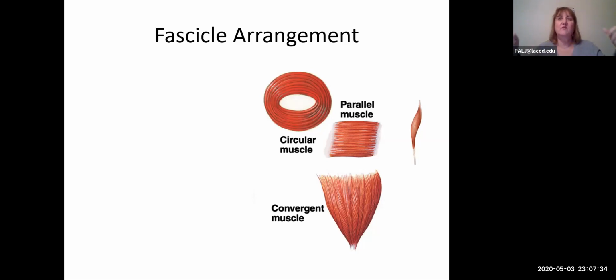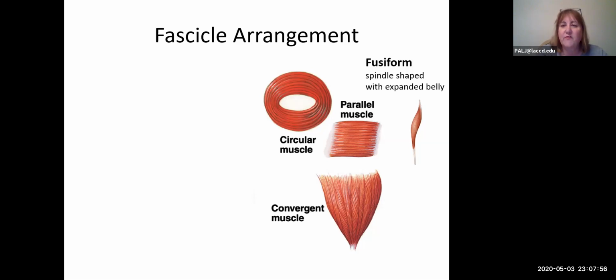These are ones that tend to be very long. Okay, and so they're very long, so they can have a significant shortening. Other times in a two-dimensional plane, the muscle fibers will converge to a narrow little tendon, like for instance with your pectoralis muscles, and that would be a convergent muscle.